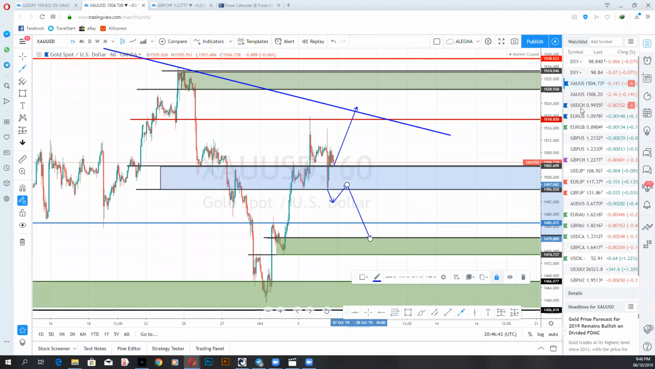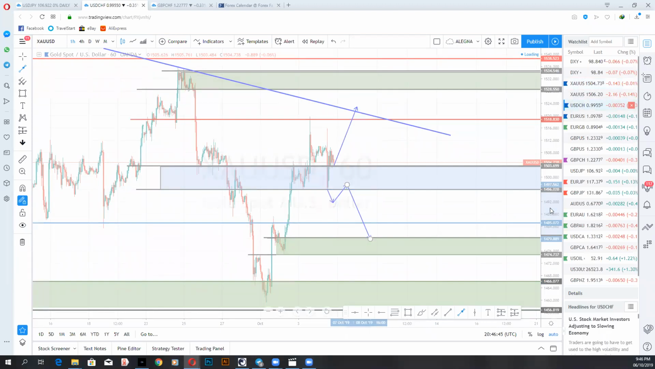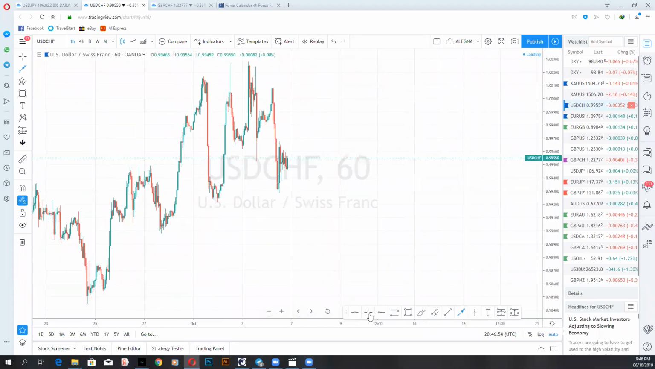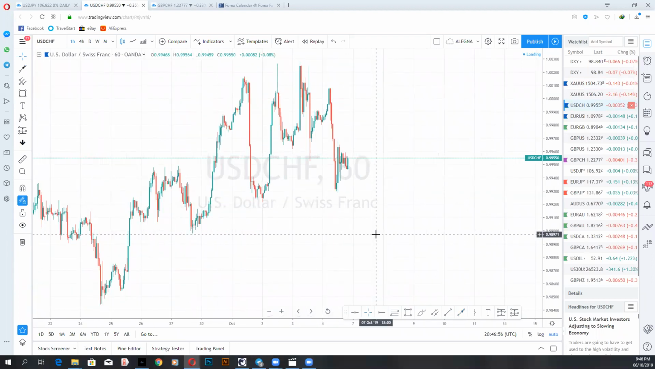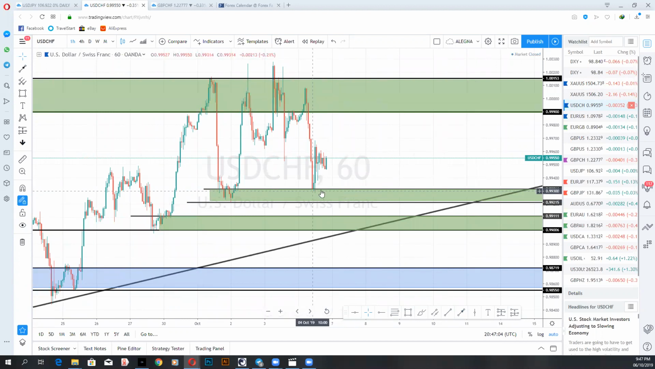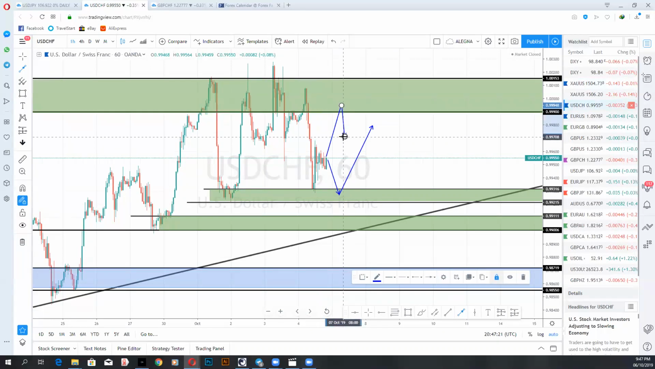The next pair we're going to look at is the USDCHF. Looking at the USDCHF, price bounced off this support structure here. Now we need to see price is in between these two areas. If price comes back here and here holds as support, then you may see price rally up, or it may rally up into this area. If this area acts as resistance, then you may see price drop.